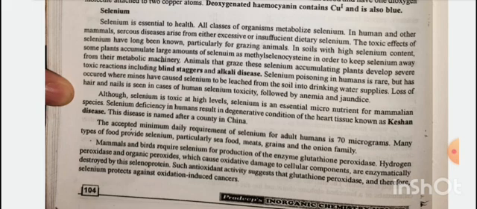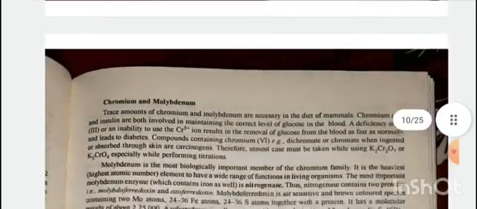The accepted minimum daily requirement of selenium for adults is 70 micrograms. Many types of food provide selenium, particularly seafood, meat, grain, and the onion family. Mammals and birds require selenium for production of the enzyme glutathione peroxidase. Hydrogen peroxide and organic peroxides, which cause oxidative damage to cellular components, are enzymatically destroyed by this selenoprotein. Such antioxidant activity suggests that glutathione peroxidase, and therefore selenium, protects against oxidation induced cancers.